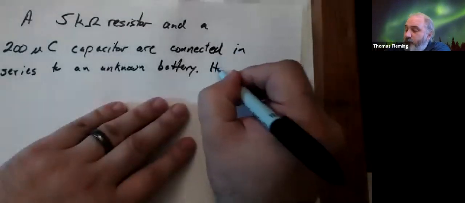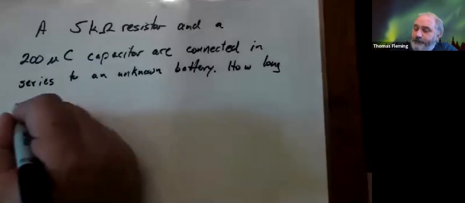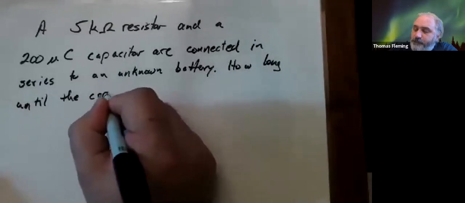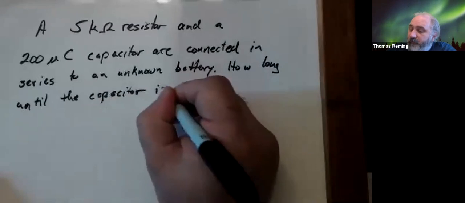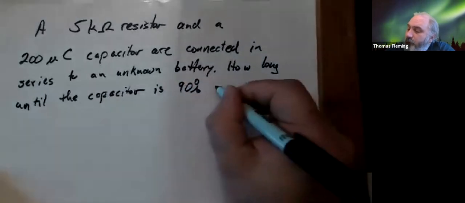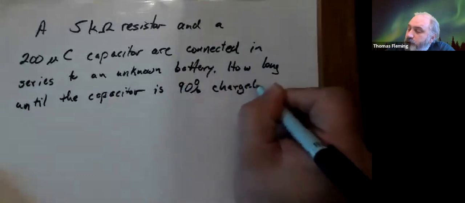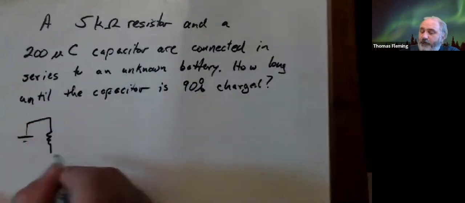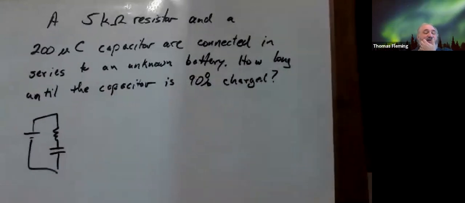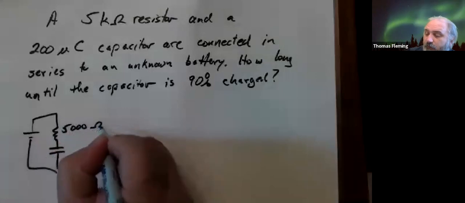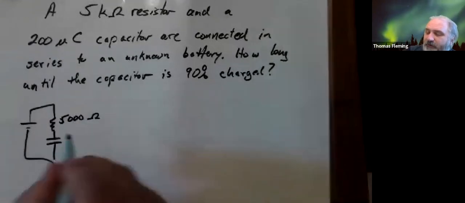How long will I have to wait until the capacitor is, let's say, 90% charged? So I've got a series RC circuit. It's going to look like that. The problem, of course, is that I don't know how big that battery is. I know that this is 5 kilo ohms or 5,000 ohms, and this is 200 microfarads.